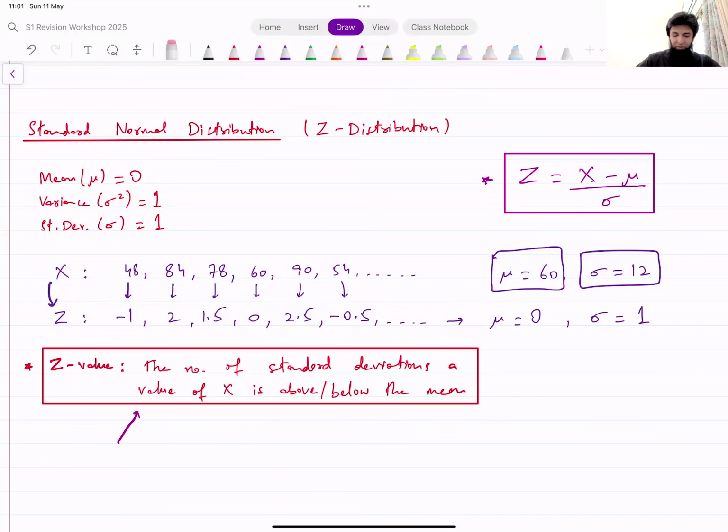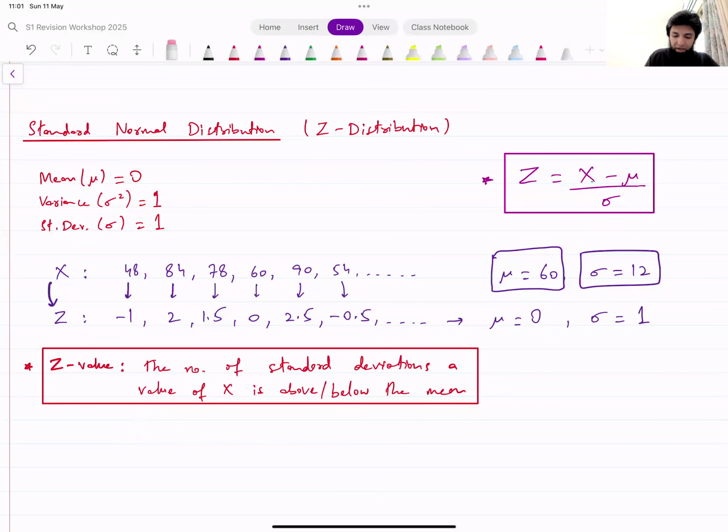Z value, what does it represent? The z value represents the number of standard deviations a particular value of x is away from the mean. This understanding is very important. It will make some questions later on, as we'll see, much more efficient and much easier. When they talk about the number of standard deviations of values away from the mean, we could use the z value directly. Z represents the number of standard deviations a value of x is above or below the mean.